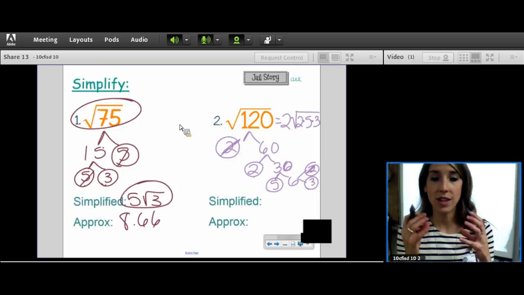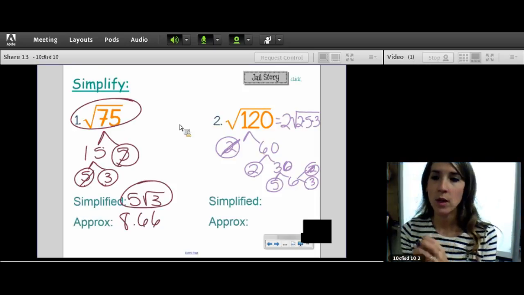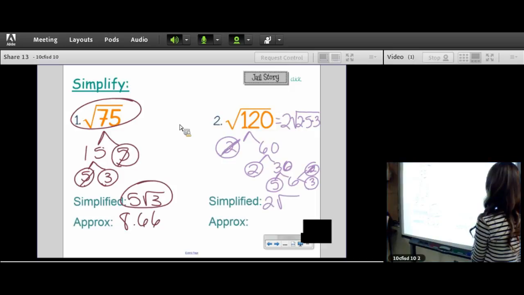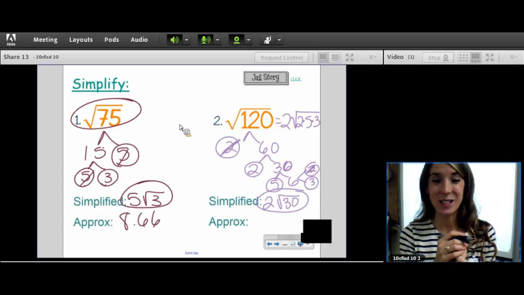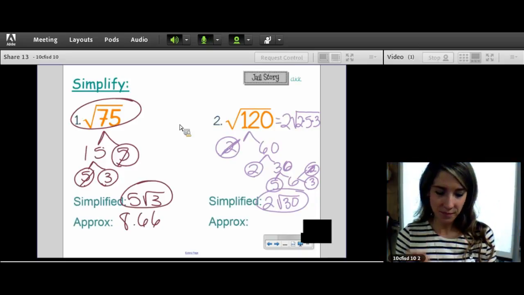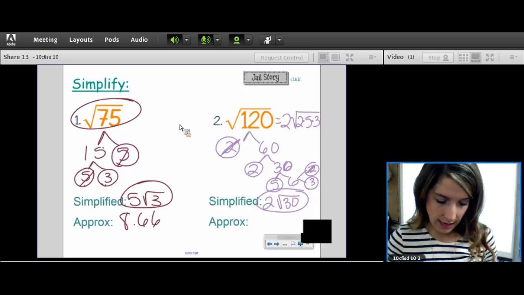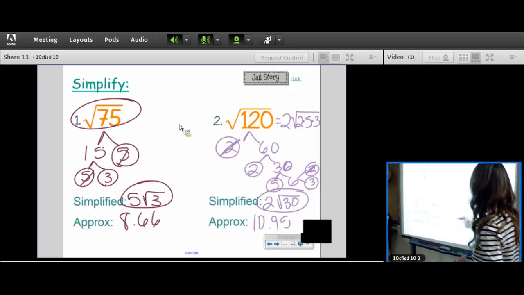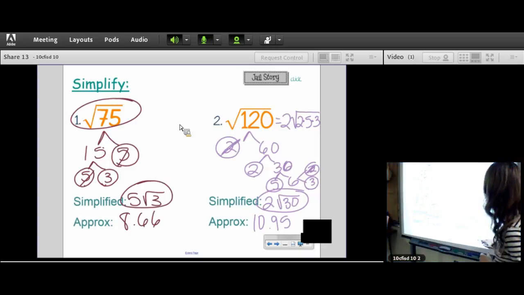Now what you do with the numbers left over, with the numbers stuck in jail, is you have to multiply them back together, believe it or not. So the final answer is 2 root 30. That is as simplified as it gets. They get smushed together in a tiny jail. The square root of 120 as a decimal is about 10.95. So we want to be able to go both ways. We want to be able to write it as a decimal and as a simplified radical.